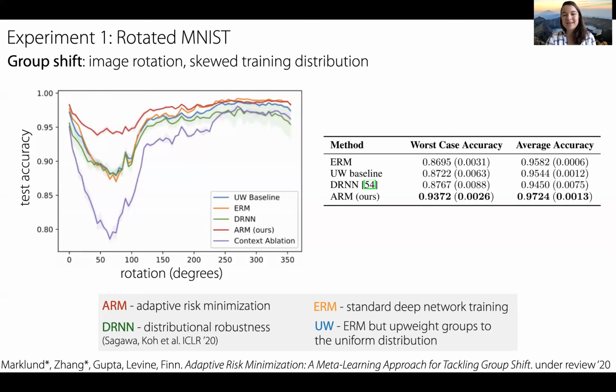Quantitatively, if we look at both the worst case accuracy for the worst image rotation, as well as the average accuracy, we also see that ARM, with these numbers, is able to significantly outperform prior approaches on both of these metrics.